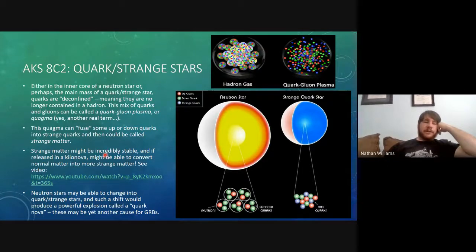All right. I mentioned on the last slide that neutron stars might be able to change into quark or strange stars, instead of a quark or strange star forming directly from a supernova. And if that were to happen, it would in itself produce another really powerful explosion. This could be called a quark nova. And it's so powerful that it might be a third cause for gamma ray bursts. Yesterday's lesson mentions hypernovae and kilonovae being possible causes for GRBs. This might actually be another one.